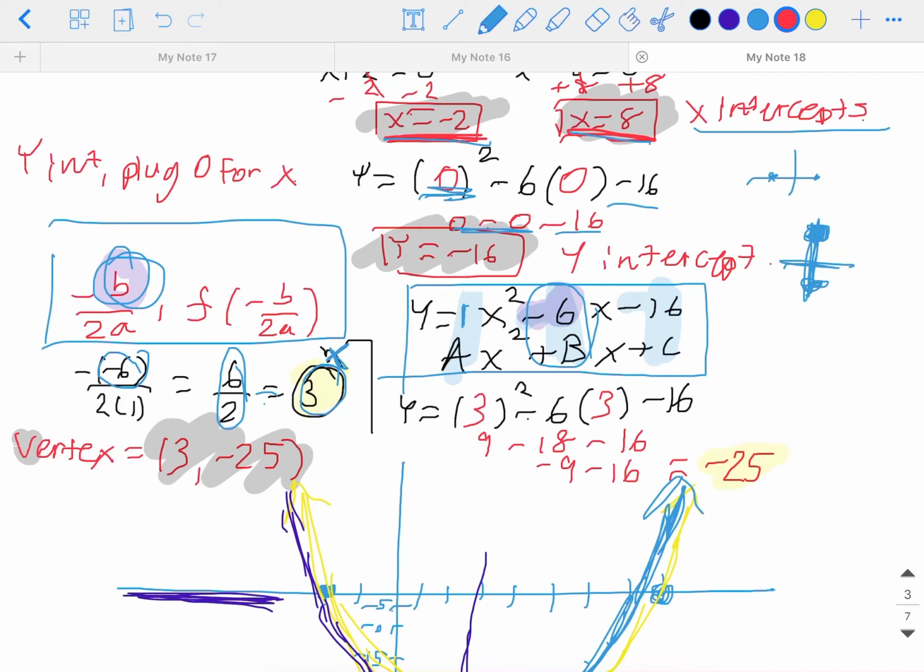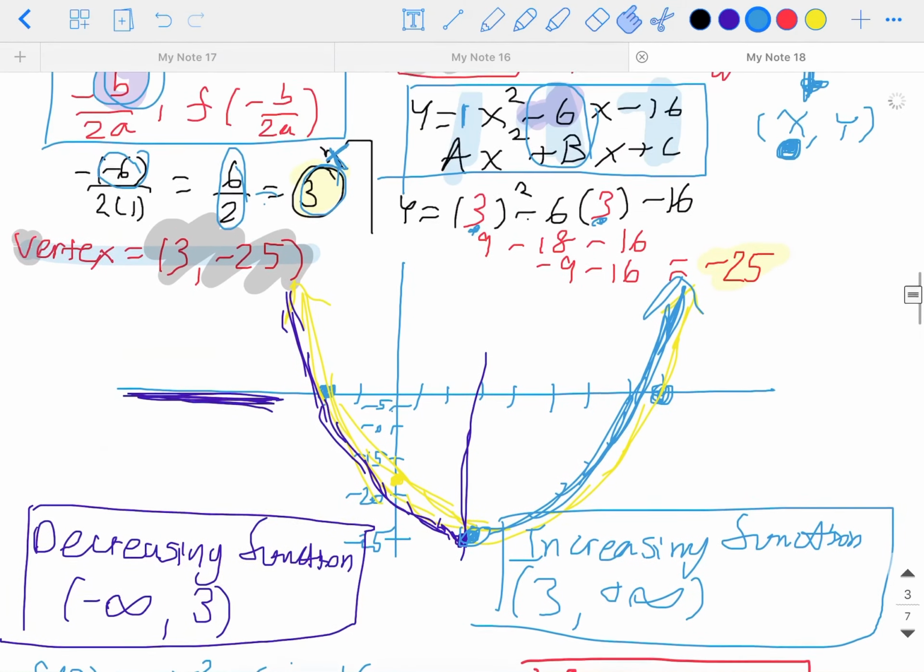And recall that when you're working with ordered pair points, it has an x comma y. So if we found the x of the vertex, we need to plug this back in for x, the 3, in order to find out what the y value is. 9 minus 18 minus 16 will give you the result of negative 25. That's why it's imperative that you write your vertex as 3 comma negative 25.